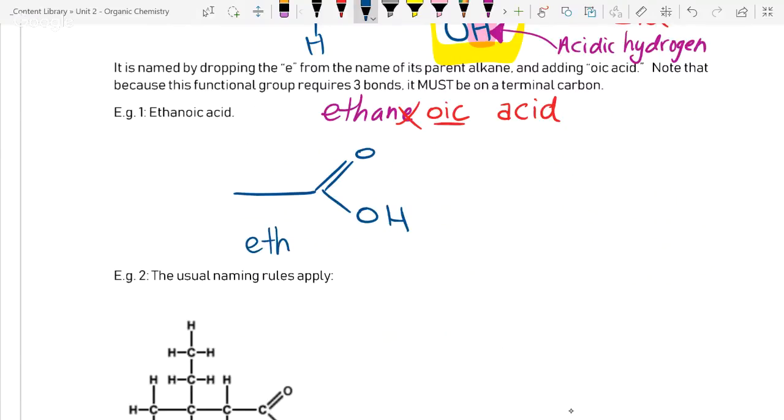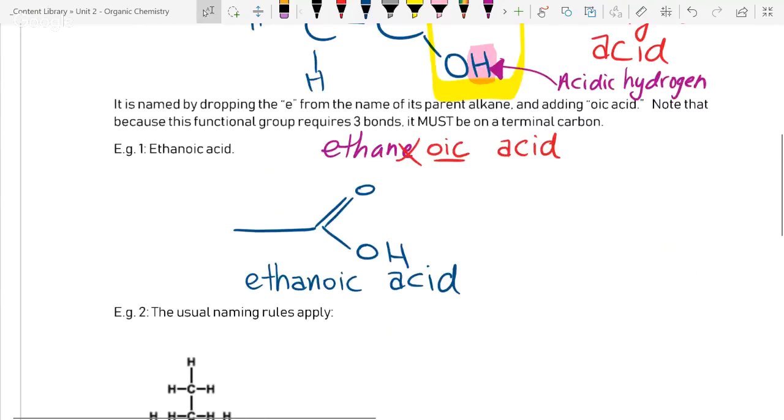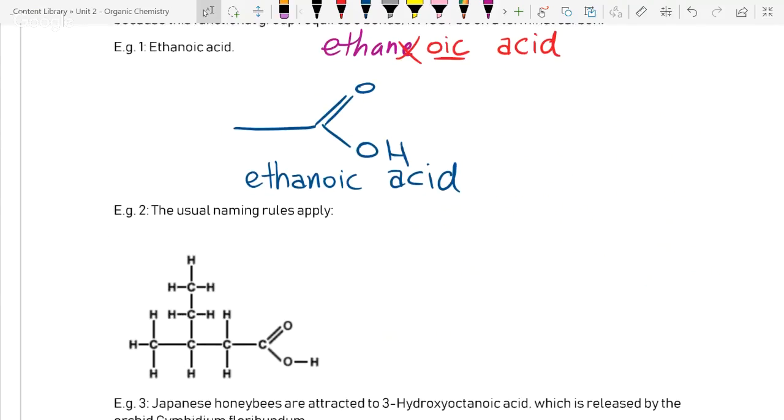So this is ethanoic acid. And it's the same one we drew above. Here I'm just drawing it as a state diagram. So it never requires a number because it's always going to be on carbon 1.